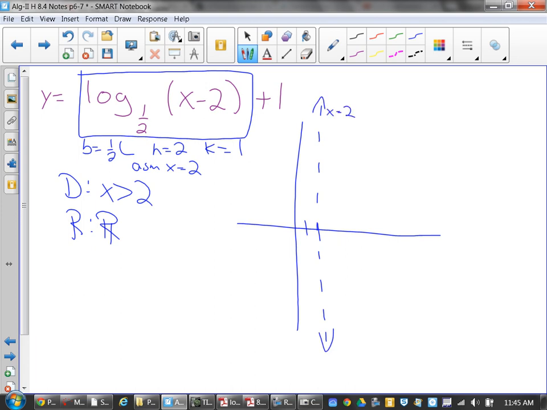Okay. From now, we want to pick our ordered pairs. I want to make the parentheses equal to 1. So I choose my x value, it's got to be at 3. You okay with that? So if my x value is at 3, I get log base 1/2 of 1. 1 plus 1 is? 2. So my first ordered pair is at 3 and 2.